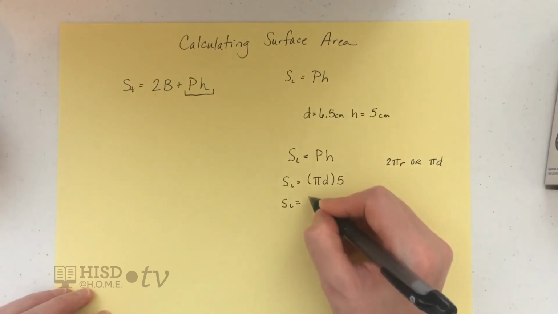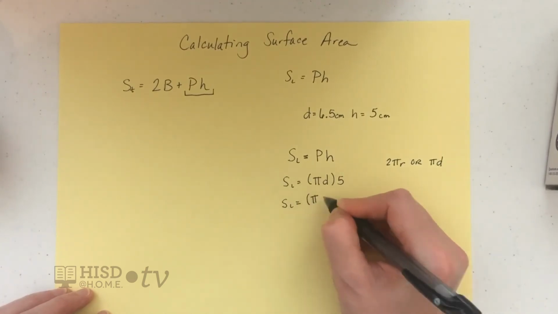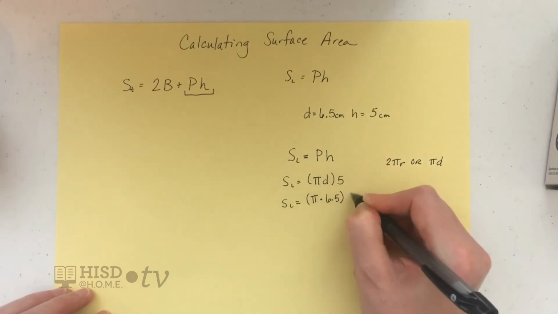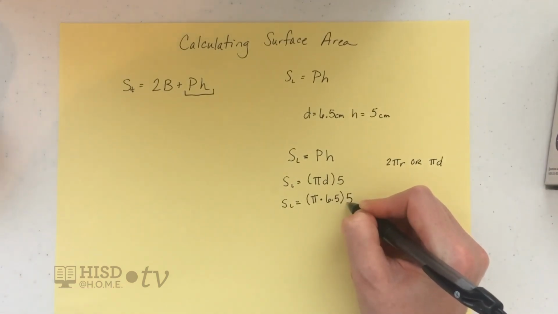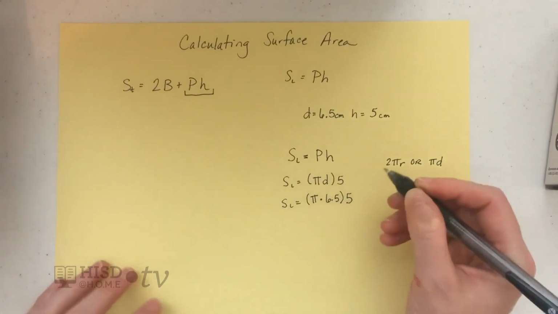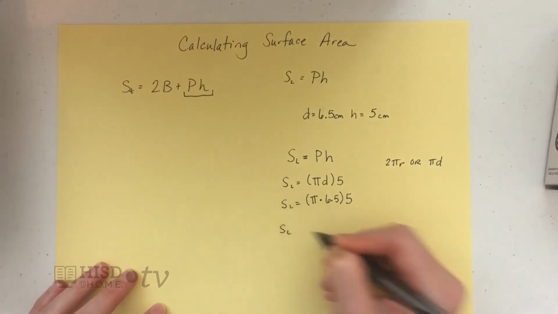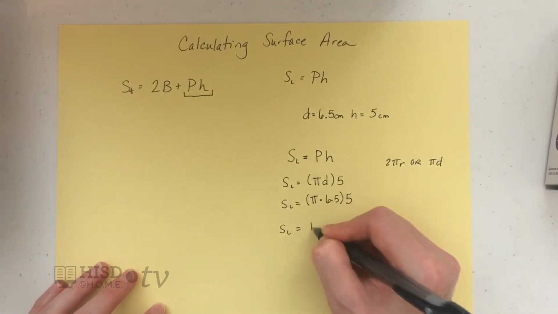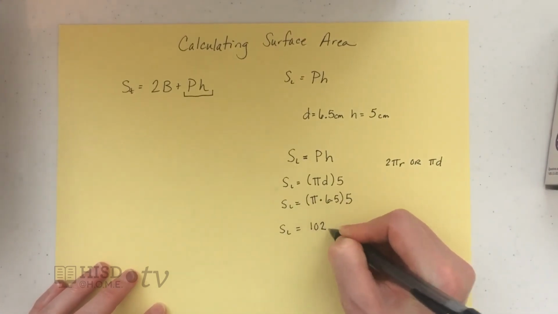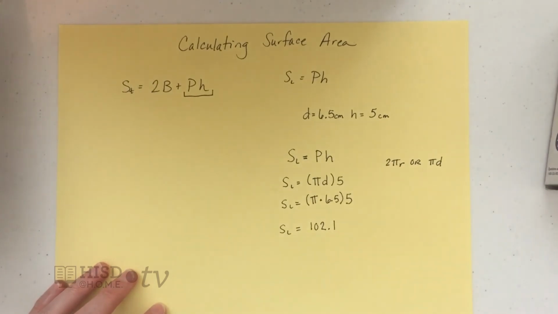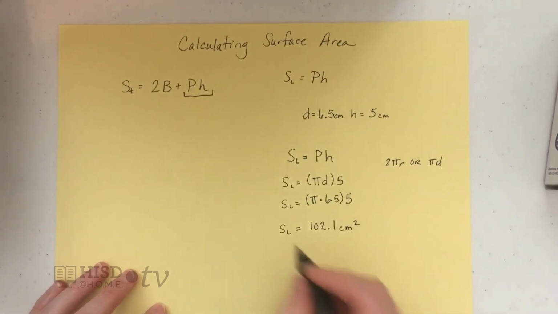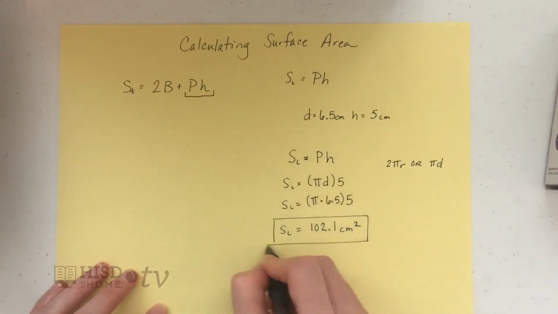All right, let's substitute our numbers in. So pi times 6 5/10 times 5. And now I'm going to use my calculator, and my lateral surface area turns out to be 102 1/10 centimeters squared. And that's it.